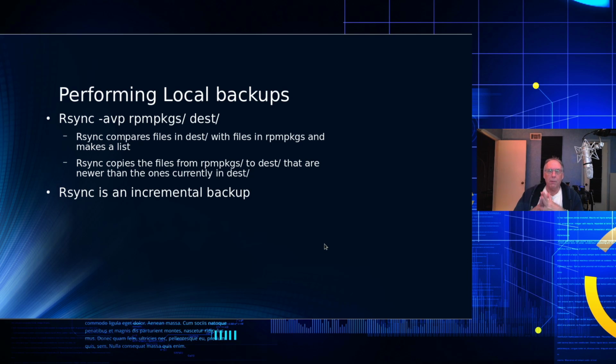So how do I perform a local backup? It's very simple. I put an rsync command. I do a -avp: archive, verbose, and progress. And then I put in the source directory, RPM packages/, and then I put in the name of my destination, which is destination/, and then it'll start copying. It'll compare the two file systems, and it'll copy files that aren't there in the destination, and if that destination is empty, it'll create a full backup for me.